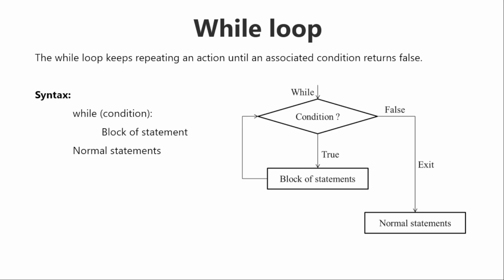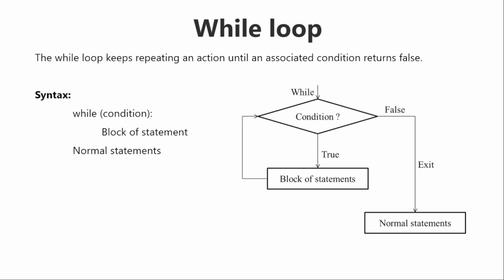If you look into the syntax, in while there is a condition in which the evaluation happens, whether it is true or false. If it is true, then the block of statements will be executed. The block of statements will keep on executing until the condition returns false. So that's the condition with respect to the while loop. And after the execution of the while loop, the normal statements will be printed.